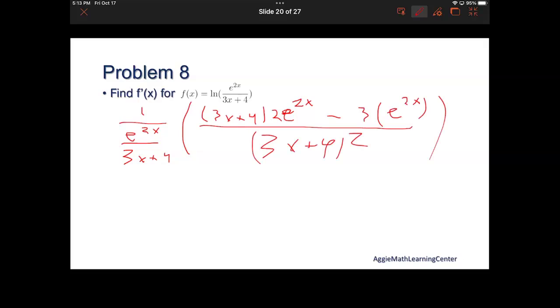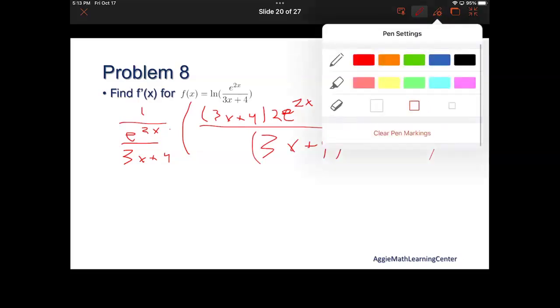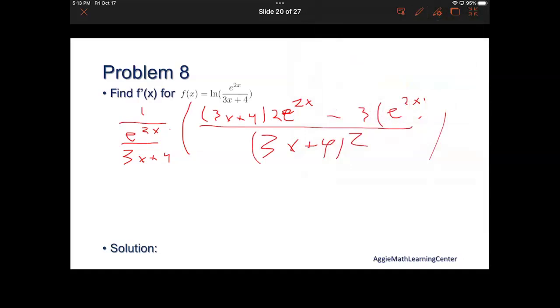That's it. Can I show a trick? You can show a trick. All right. So what we can also do here, because this looks mega nasty, It does.